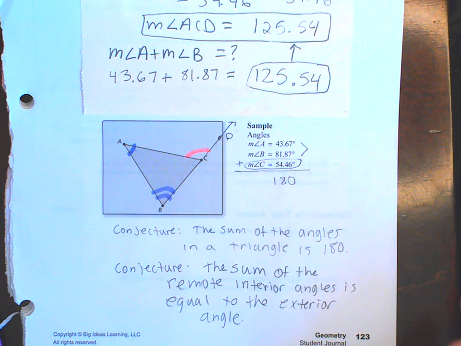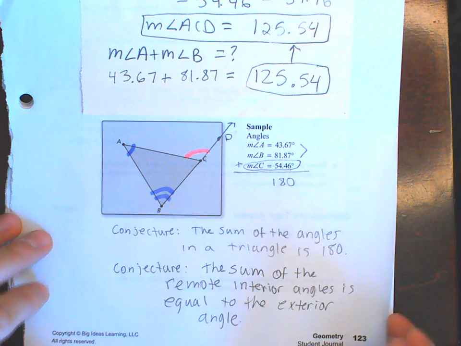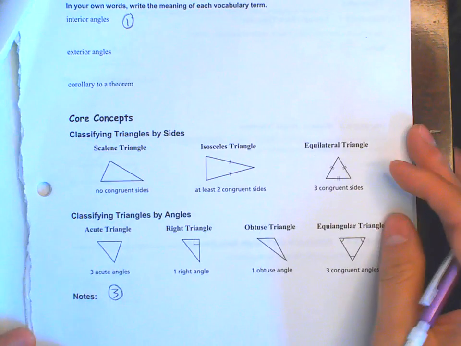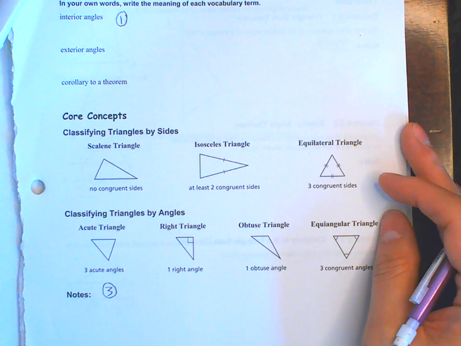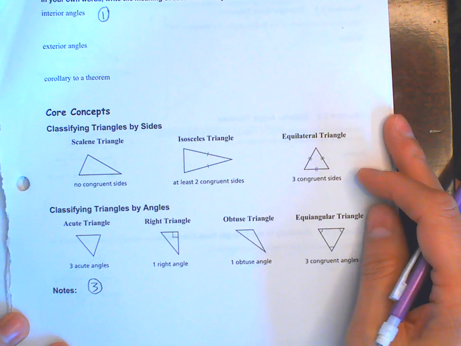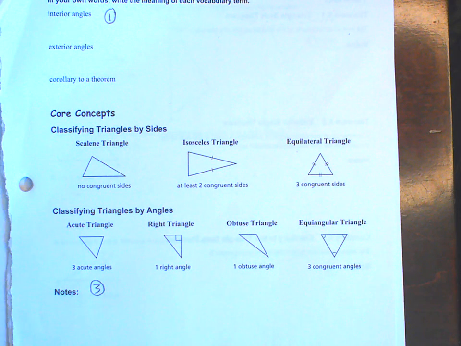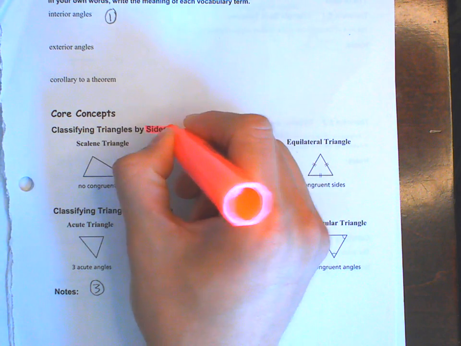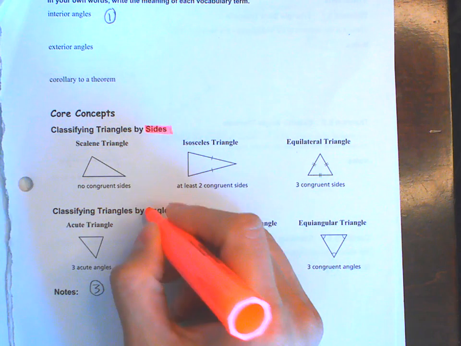All right, so this is on page 123. Let's go really quickly to page 125. And let's go over a little bit of very, very important vocabulary that you need to know. This is actually prior knowledge, but it's good to do a little bit of review. So what we're going to do is we're going to classify a triangle using two methods. The first one is by the sides, and the second one is by the angles.